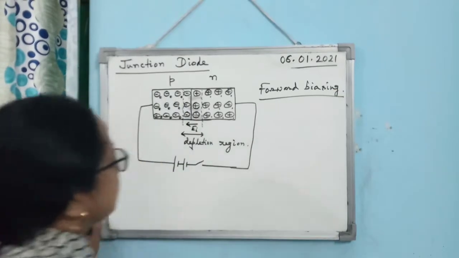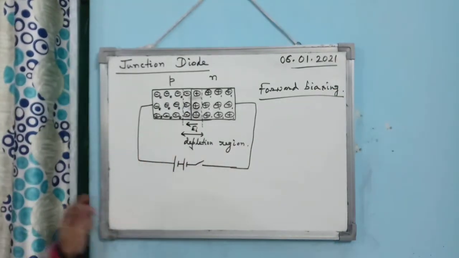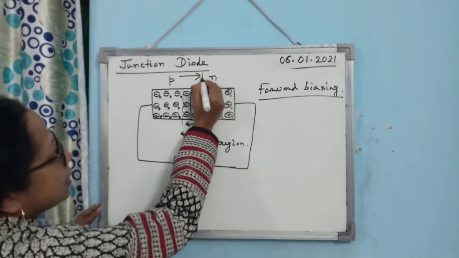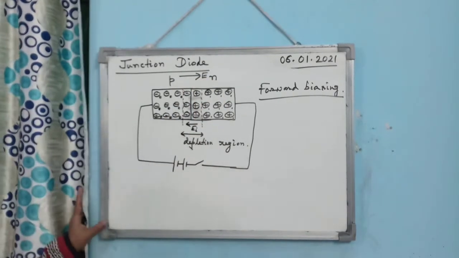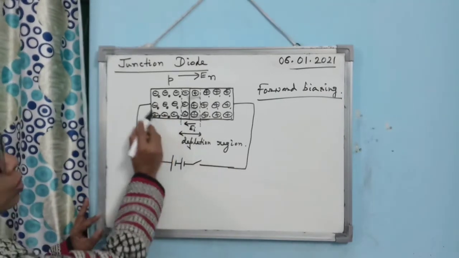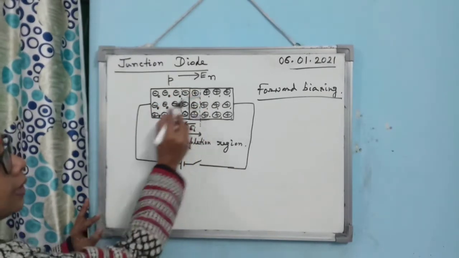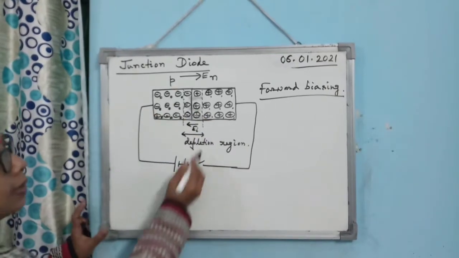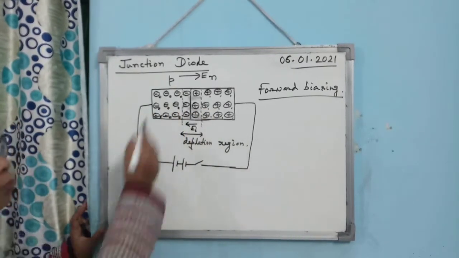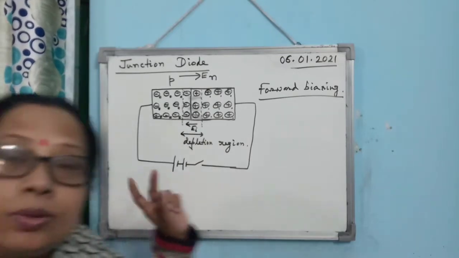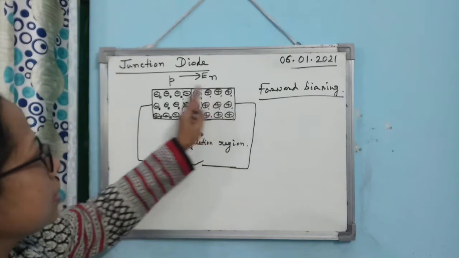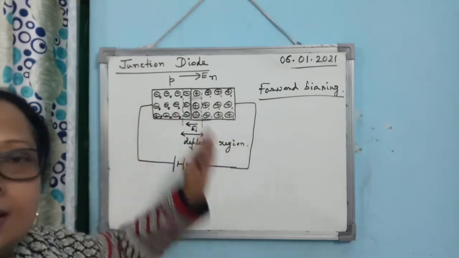Alright. So you see, the moment forward biasing is there, an external electric field E is acting in this direction. So what will happen? Holes, under the action of this electric field, will cross the junction, isn't it? And the electrons will move opposite to this. So you see, the moment you connect them, holes and electrons again start crossing the junction.